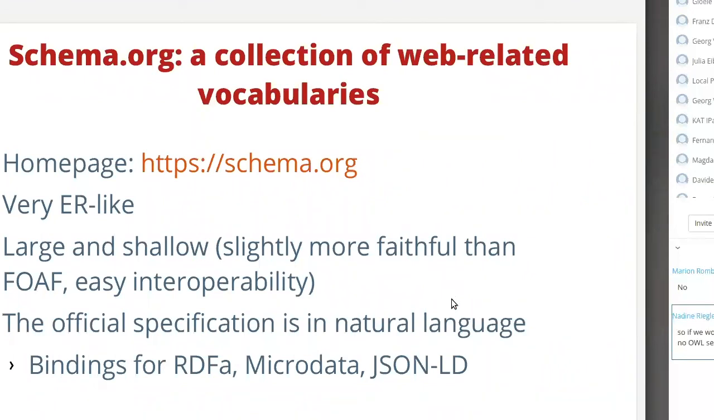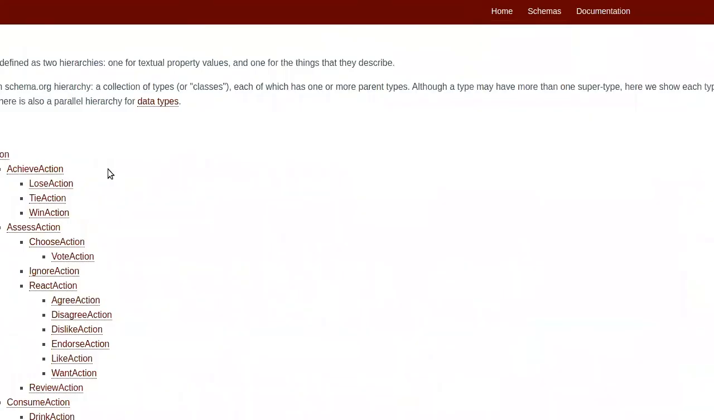It explicitly does not use RDF or OWL. It can be expressed in RDF, but the specification doesn't use it. It is very ER-like, so there are entities and there are properties and everything. It's very well structured. None of these deduction rubbish thing. And it's a big schema.